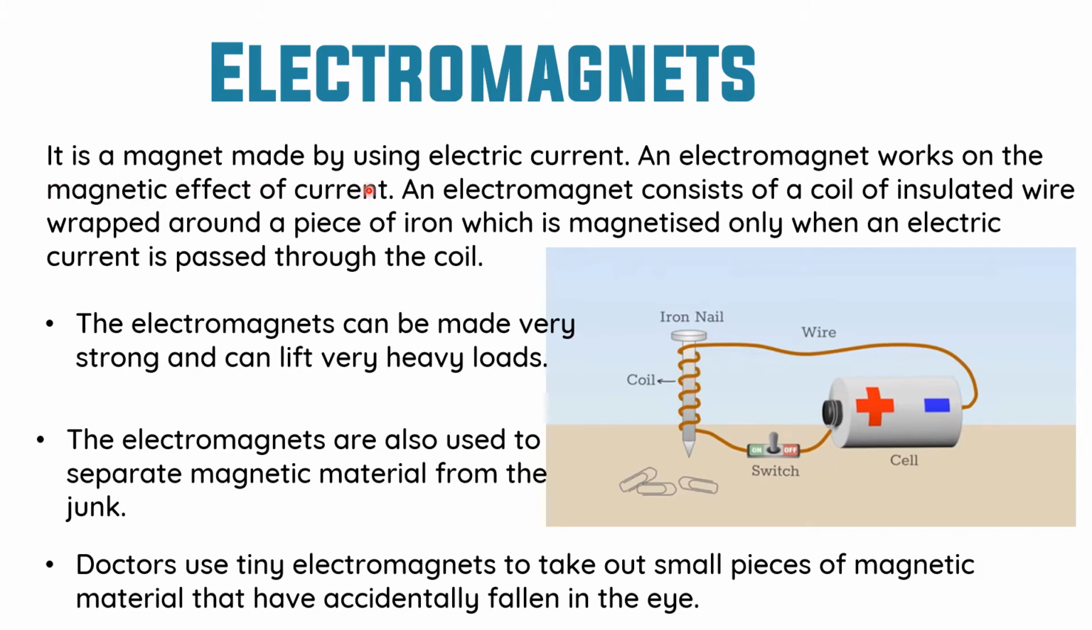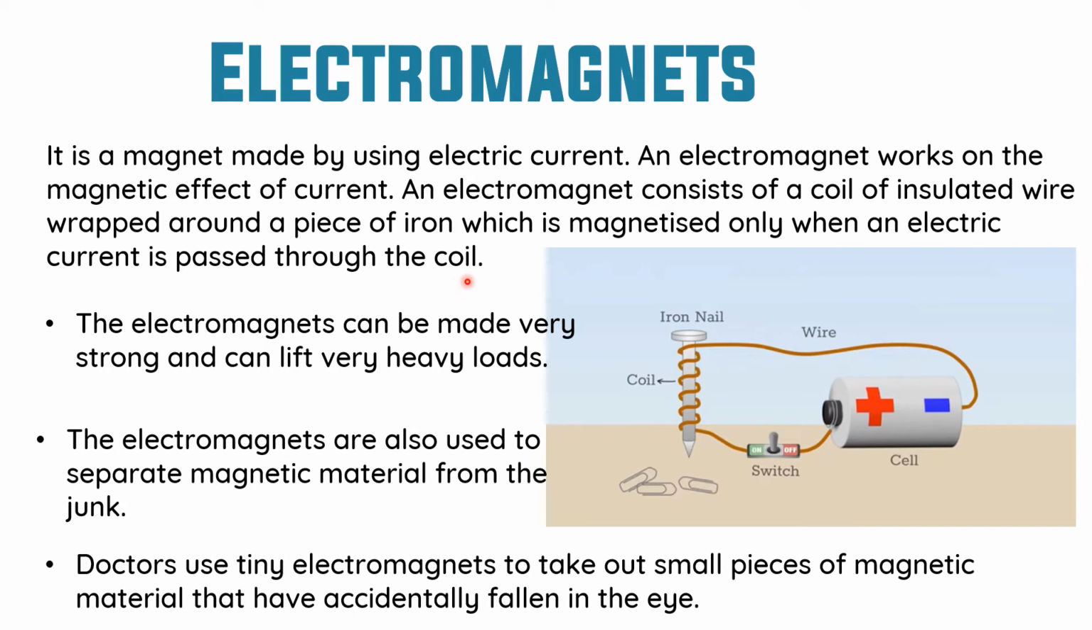It is a magnet made by using electric current. An electromagnet works on the magnetic effect of current. An electromagnet consists of a coil of insulated wire, see, coil of insulated wire wrapped around a piece of iron. Here the piece of iron, here iron nail. Piece of iron which is magnetized only when an electric current is passed through the coil.